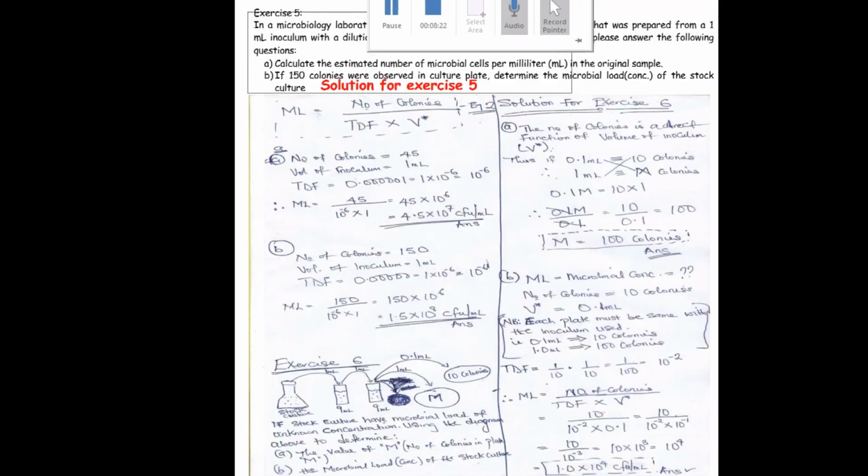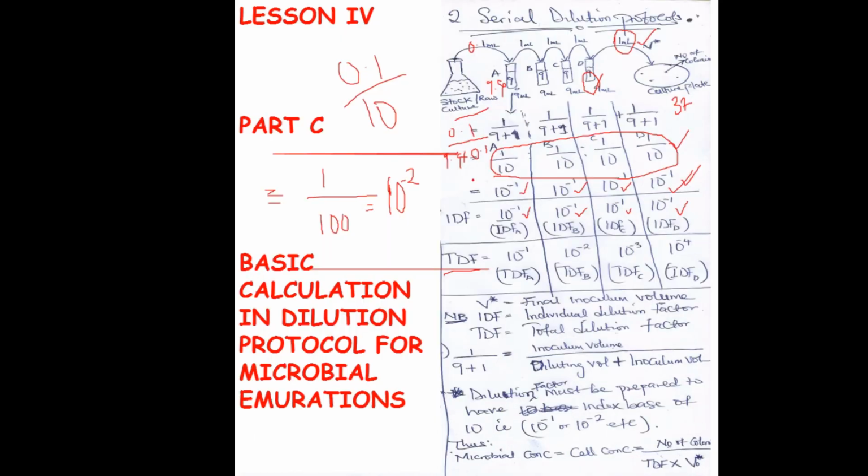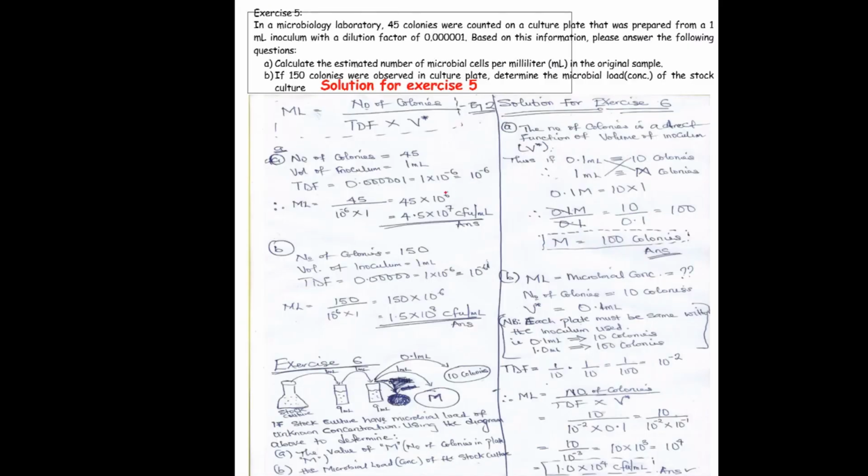You go to exercise 5, there you have the question. Then let's go into solution and see how we approach the question. All questions are based on this equation 1 only. Then you go to equation 2, for dilution calculation and microbial enumeration, we now say number of colonies divided by TDF times volume of inoculum.